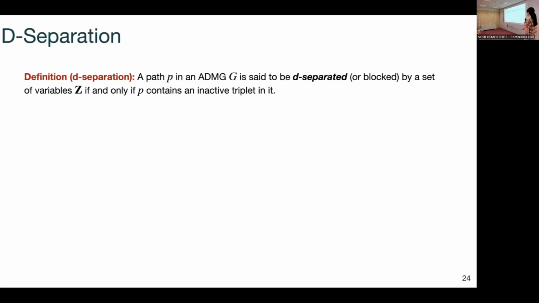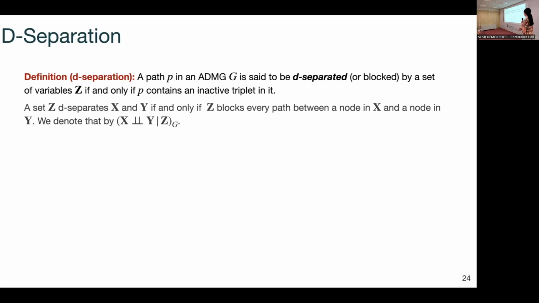Okay, so now we can define d-separation. D-separation is now related to a path, and a path can have more than 3 variables. I'm just saying ADMG here because it's just generalizing that DAG, right? A path is going to be blocked by a set of variables Z if and only if the path contains an inactive triplet. So just one triplet being inactive blocks the entire path. All you need is to block one triplet. That is the definition of d-separation.